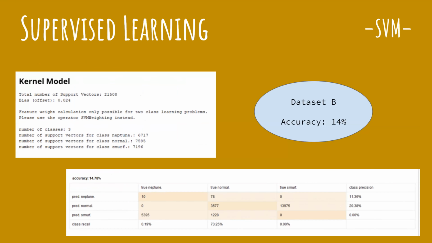For dataset A, the accuracy is only 14%. The SVM is not suitable for classification of large and imbalanced datasets like these.